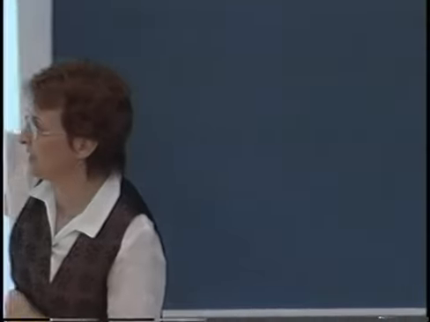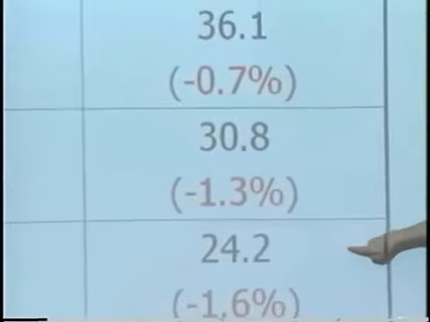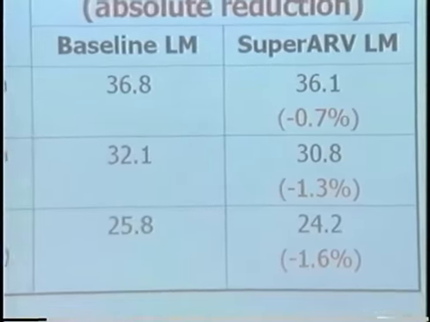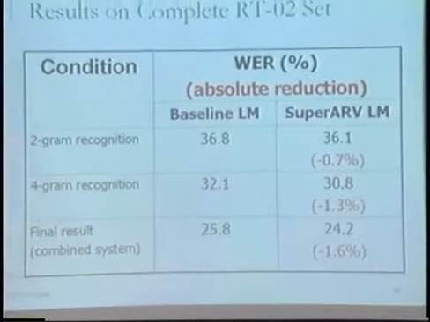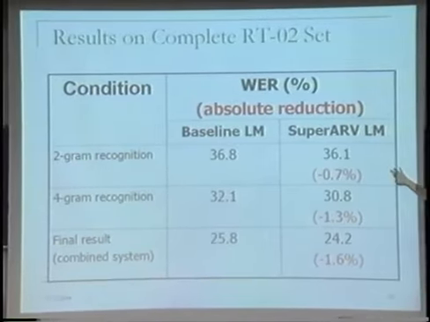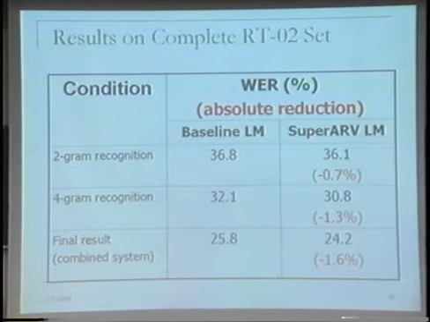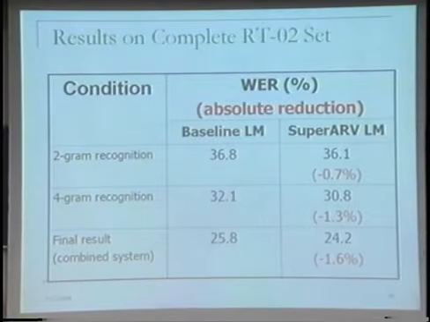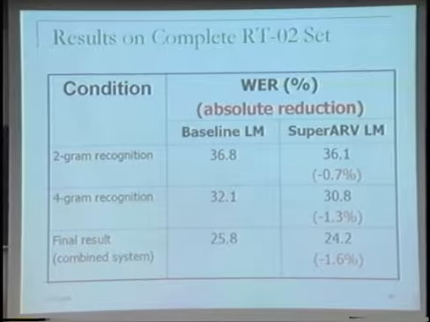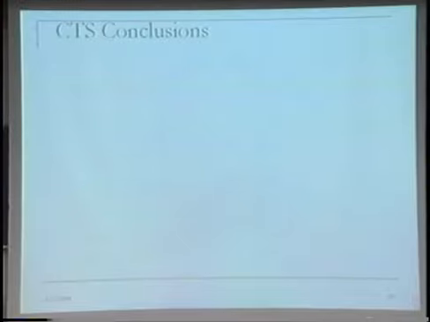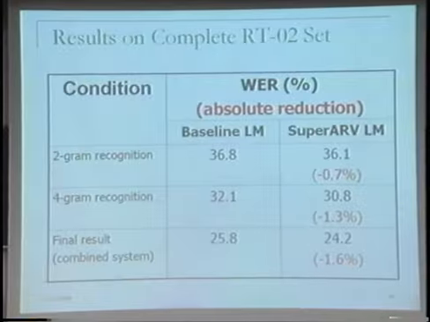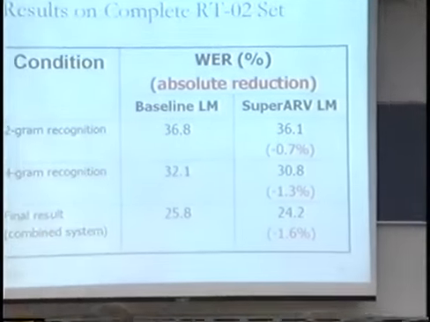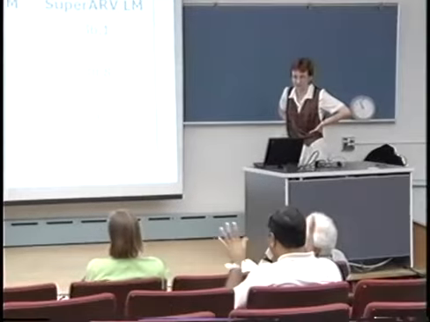Using the complete RTO2 set, the baseline language model word error rates versus the word error rates for the super ARV model. If you look at the bigram recognition, you get 0.7%. Look at the 4-gram recognition, 1.3%. The final combined system using Rover, it's 1.6%. So this is different, but this is the full test set. The difference is that in the previous results, you were reporting only on the part that was not used for the weight combination. And this is the full.